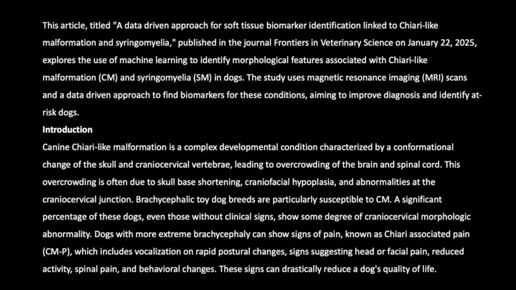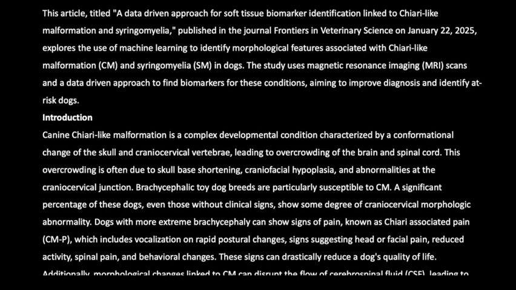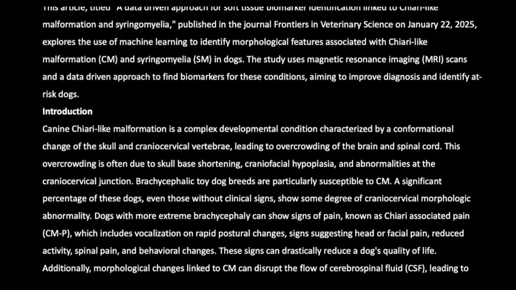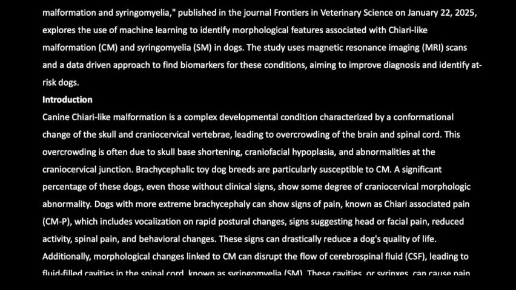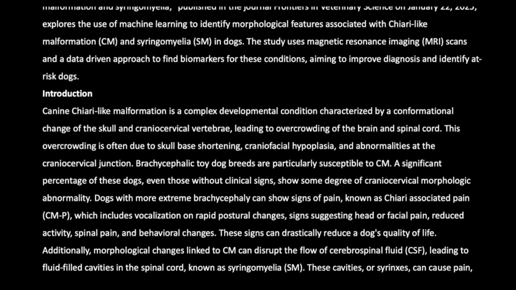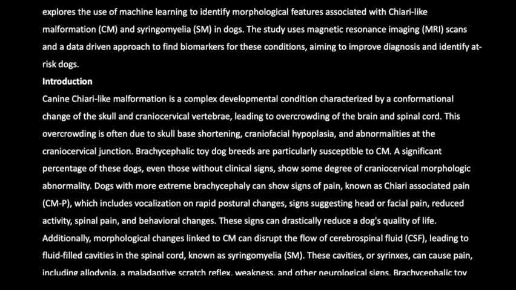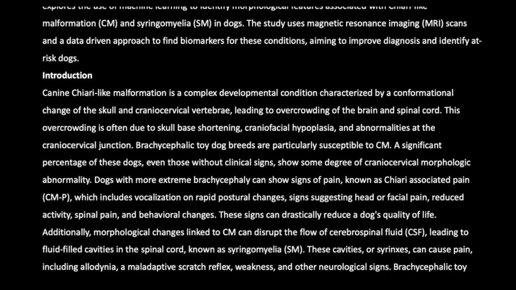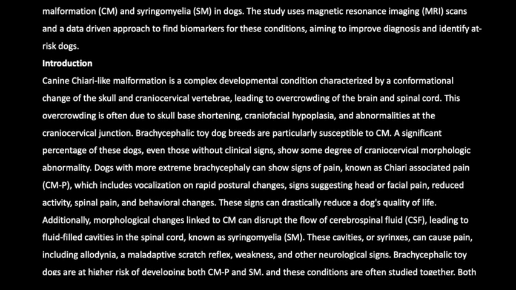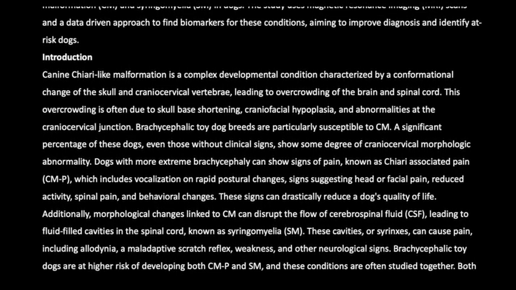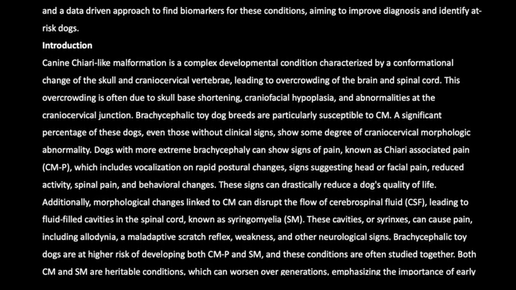Introduction. Canine Chiari-like malformation is a complex developmental condition characterized by a conformational change of the skull and craniocervical vertebrae, leading to overcrowding of the brain and spinal cord. This overcrowding is often due to skull base shortening, craniofacial hypoplasia, and abnormalities at the craniocervical junction. Brachycephalic toy dog breeds are particularly susceptible to CM. A significant percentage of these dogs, even those without clinical signs, show some degree of craniocervical morphologic abnormality.